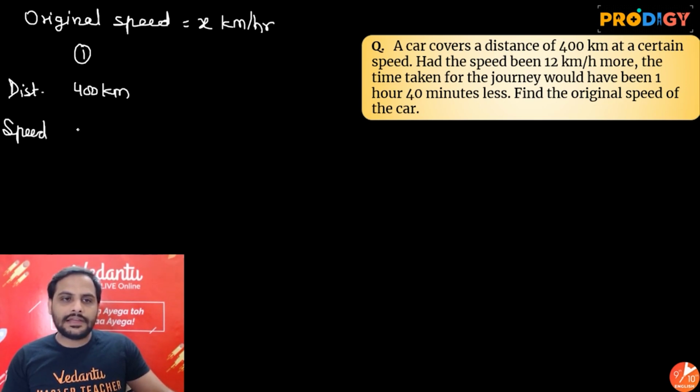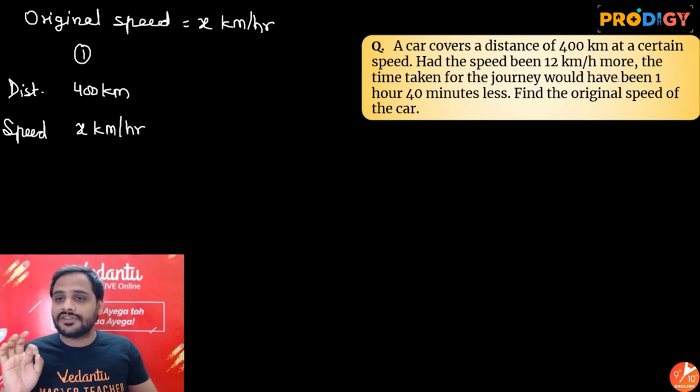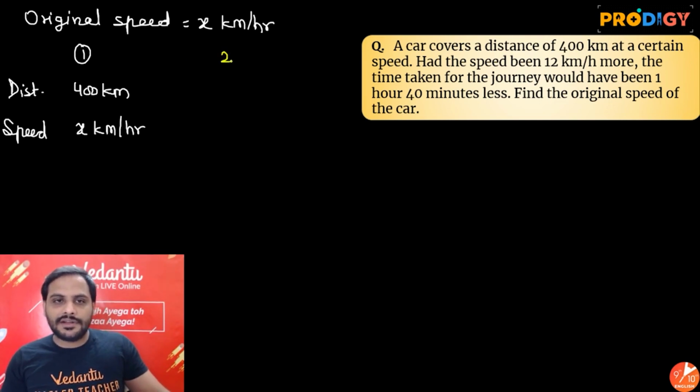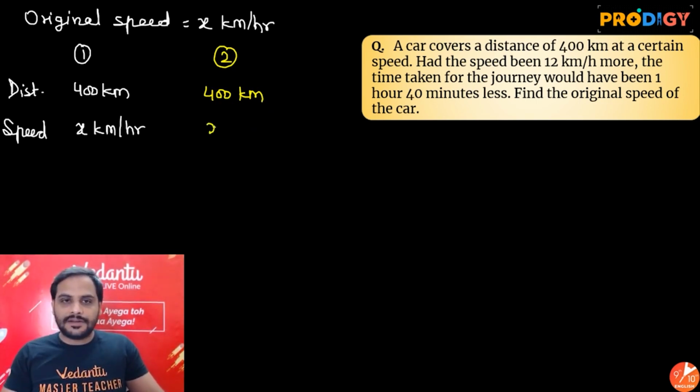Speed in case 1 is x km per hour, right? Then they are saying had the speed been 12 km per hour more, the time taken for the journey would have been 1 hour 40 minutes less. So in the second case, the distance is the same, 400 km only. If I increase the speed by 12 km per hour, the speed is now x plus 12 km per hour.